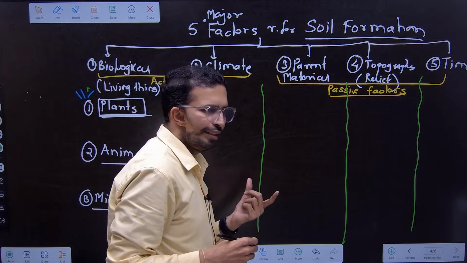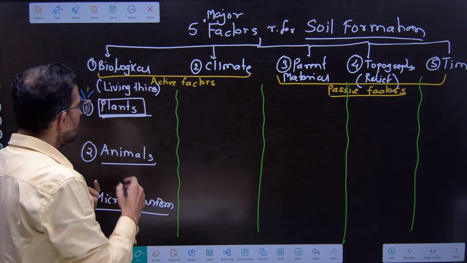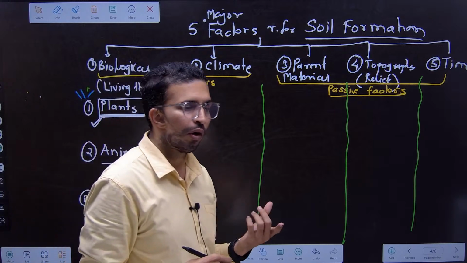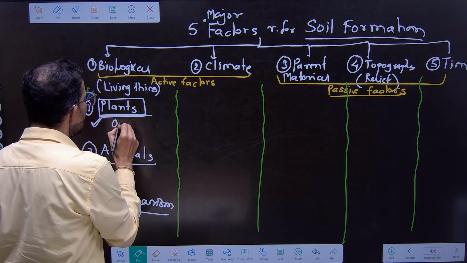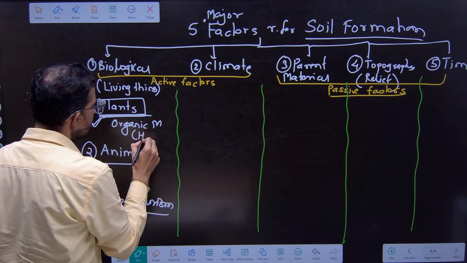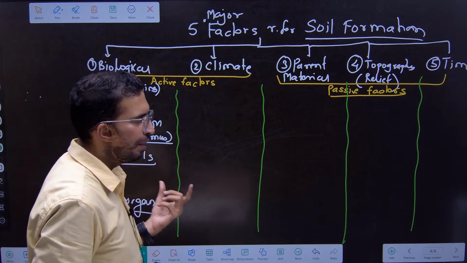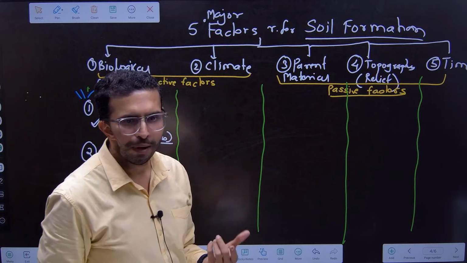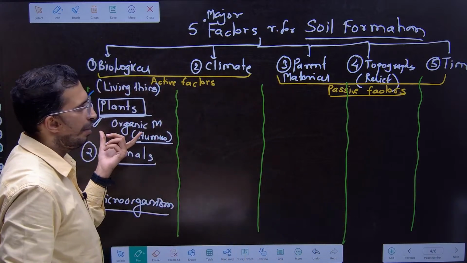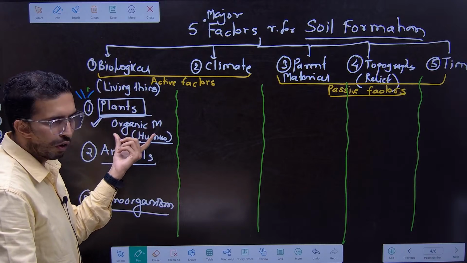Can you imagine that the plants are responsible for the disintegration of the rocks, or that plant material contributes to the formation of the organic material which is called humus? Yes, the organic material, the remnants and residues of the plant material, undergoes disintegration and converts into the organic material and humus.